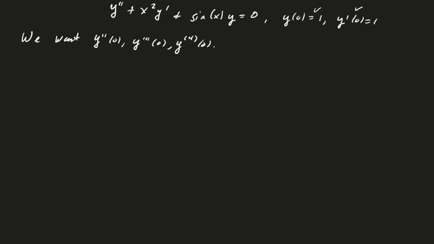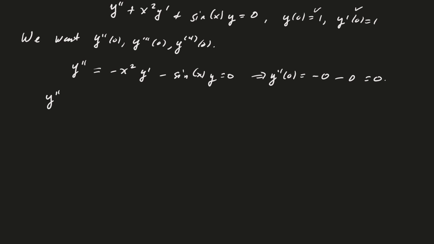So now we look for our y double prime, and that's equal to minus x squared times y prime minus the sine of x times y equals 0. And now if we plug in x equals 0, we get that y double prime of 0 is equal to minus 0 from our x squared, times y prime of 0, which is going to be 0. So minus 0 equals 0.